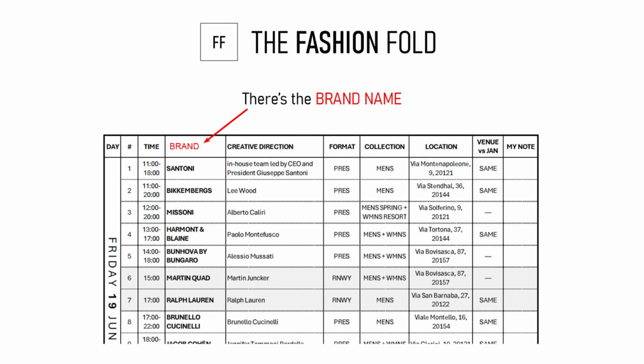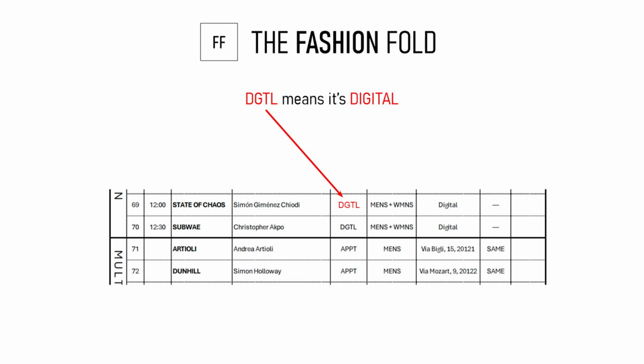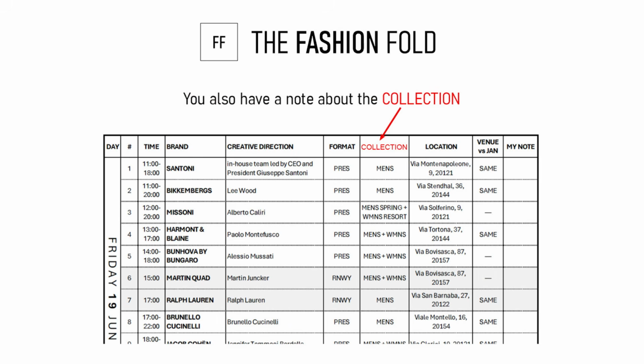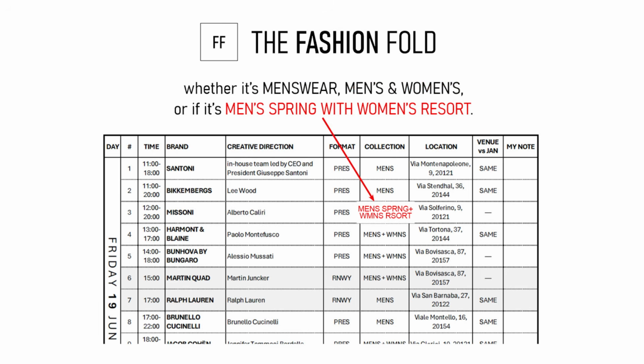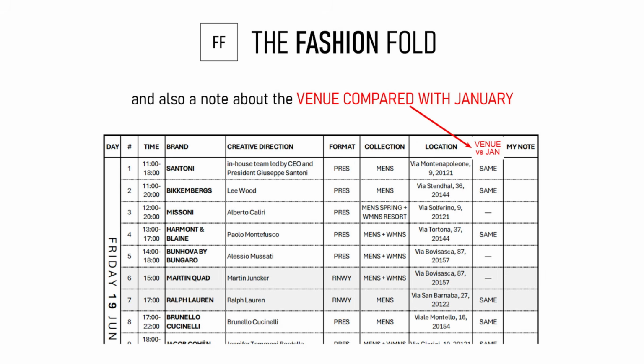There's the brand name, the creative direction, the format. So PRES means it's a presentation, RNWY means it's a runway, and these ones are marked in grey. DGTL means it's digital, and APPT means that it's by appointment. You also have a note about the collection, whether it's menswear, men's and women's, or if it's men's spring with women's resort. You have the location and also a note about the venue compared with January.